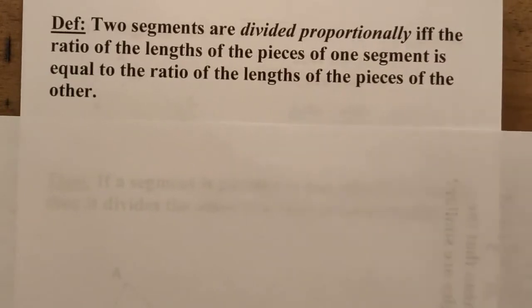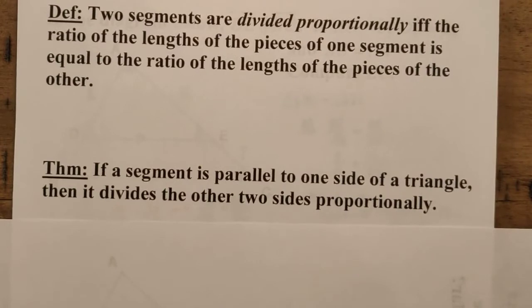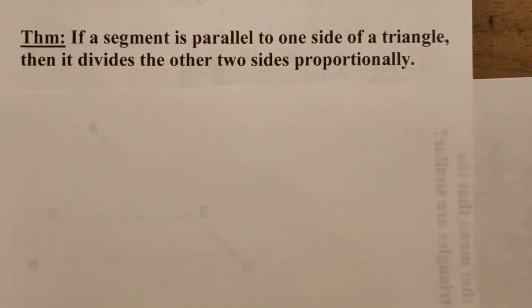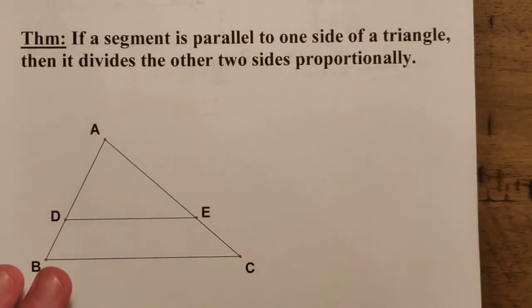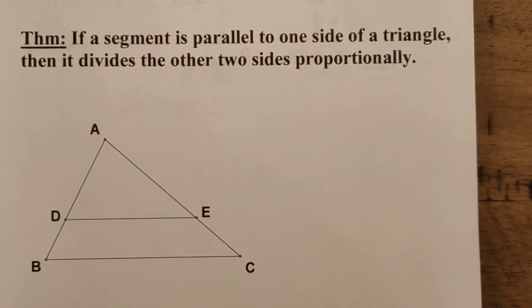Now that we have this definition, it seems for us to say, hey, wait a minute. It seems like the fact that we had a parallel side of a triangle is going to create proportional sides. So it seems that we have something that looks like this: if a segment is parallel to one side of a triangle, then it must divide the other 2 sides of the triangle proportionally. Okay, that seems fair, and I think that's something we can take a look at.